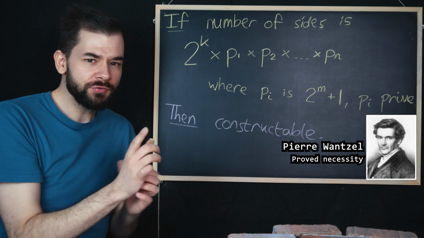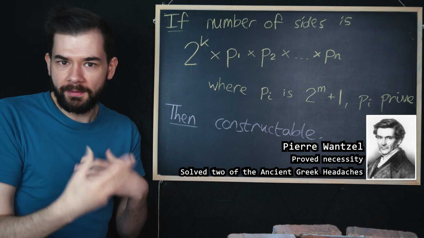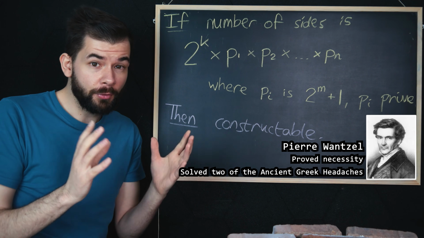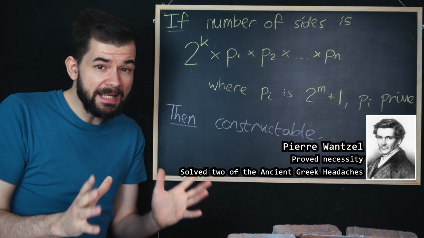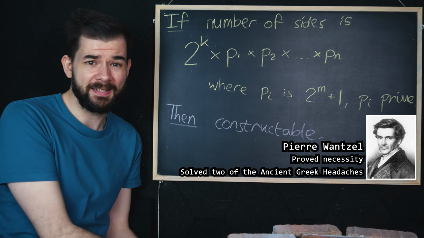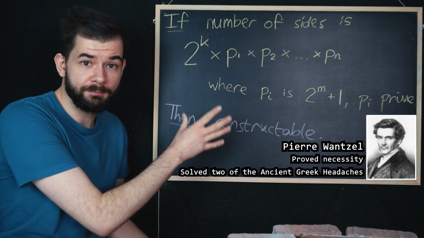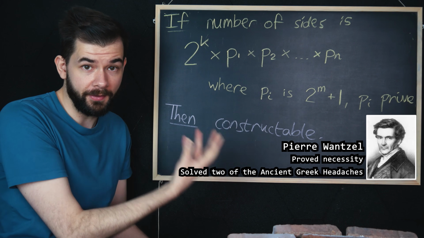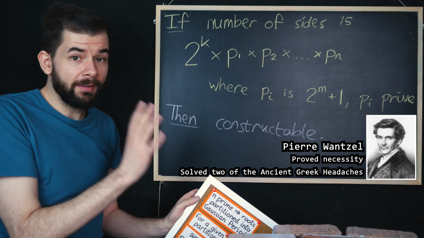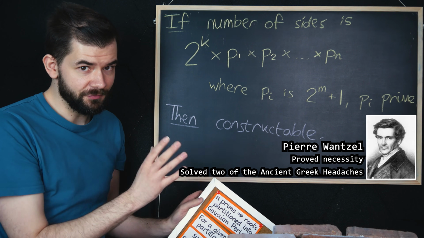More than that, he also solved these ancient questions of doubling the cube and trisecting the angle, problems that have been open for thousands of years. He was never acknowledged in his time, and he died at the age of 33. This theorem at least became known as the Gauss-Wantzel theorem in his honor. So let's correct history and give him the recognition he deserves.